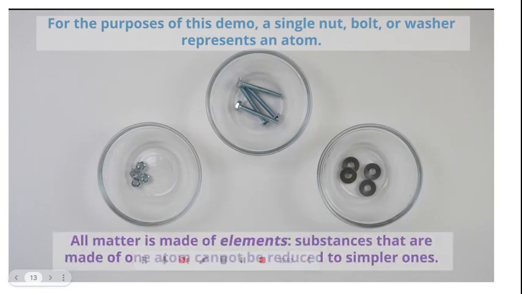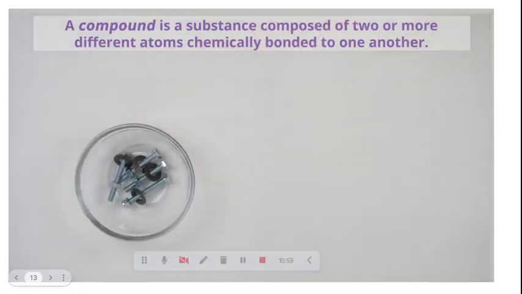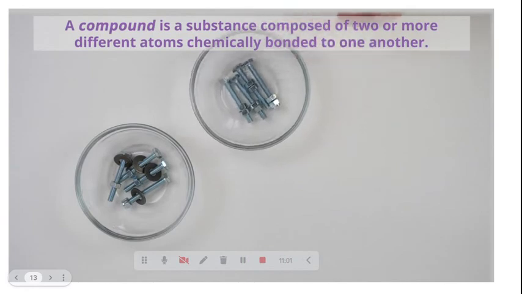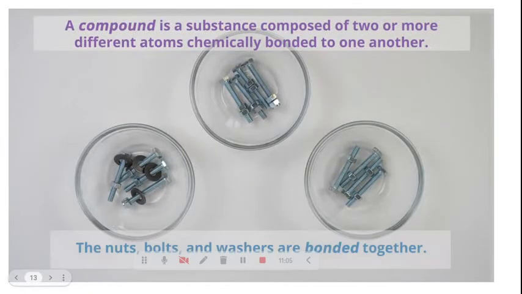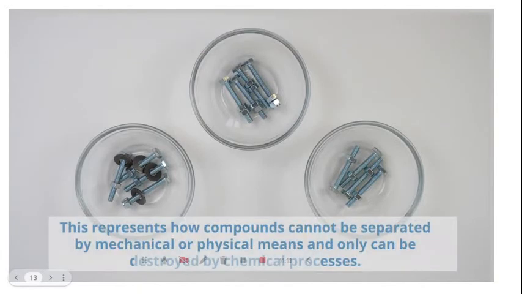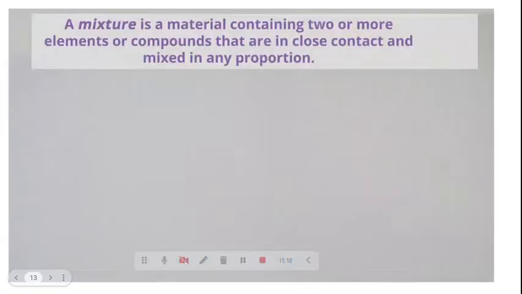All matter is made of elements. Substances that are made of one atom cannot be reduced to simpler ones. A compound is a substance composed of two or more different atoms chemically bonded to one another. The nuts, bolts, and washers are all bonded together. This represents how compounds cannot be separated by mechanical or physical means and can only be destroyed by chemical processes.